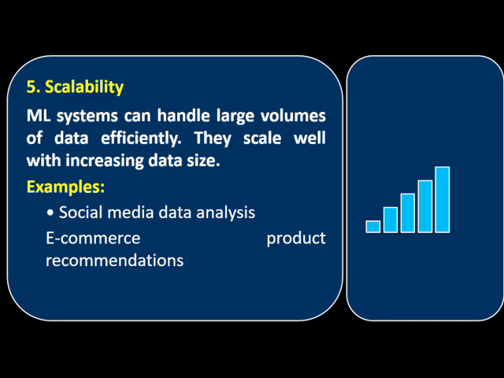Scalability refers to a system's ability to handle a growing amount of data without performance degradation. Modern applications generate massive data daily. Traditional systems cannot process this efficiently. Machine learning systems scale horizontally using distributed computing. For example, social media platforms analyze billions of interactions daily. E-commerce platforms recommend products to millions of users simultaneously. This scalability makes machine learning suitable for real-world big data applications.